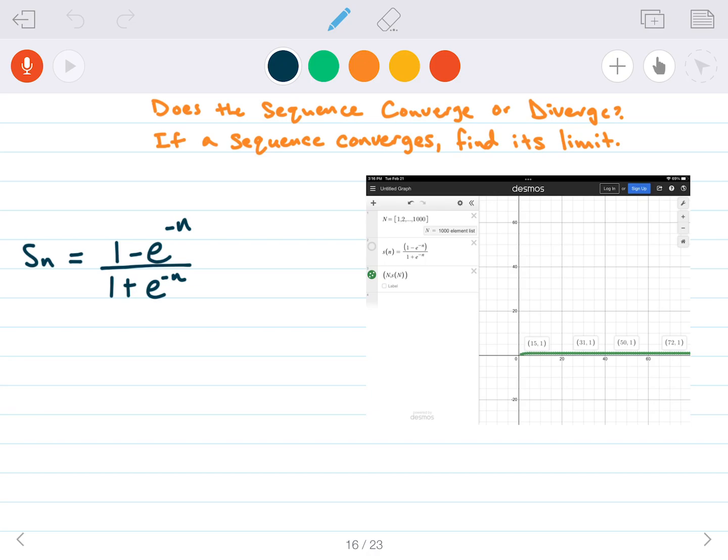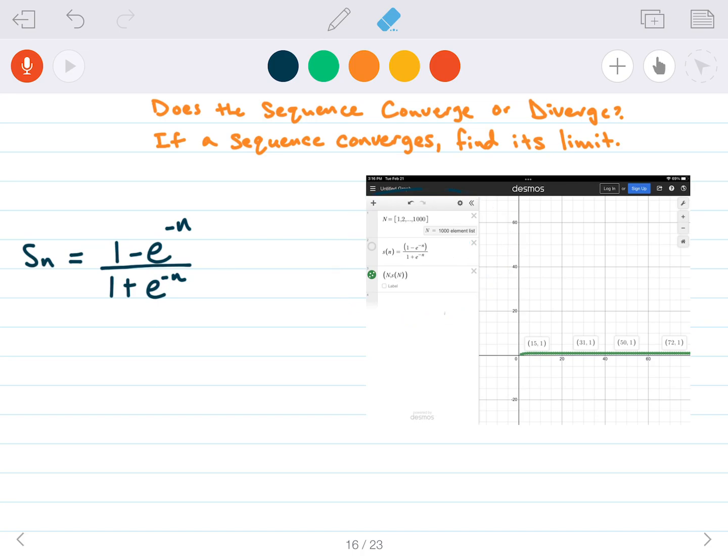Let's look at another example. Does this sequence converge or diverge? Well, it appears, if you were to put this in Desmos, just like this. Now, I used 1,000 in this part, but it doesn't matter. You can use 100 too, as long as you can see what the pattern is here.